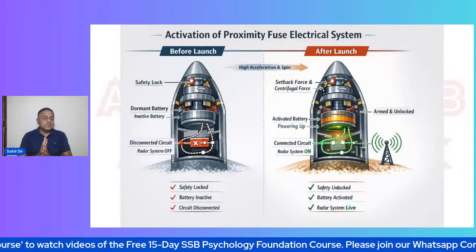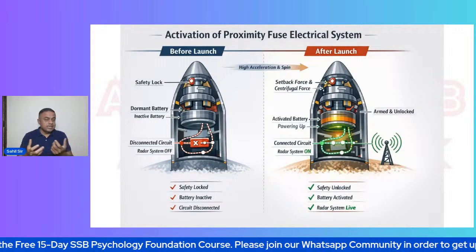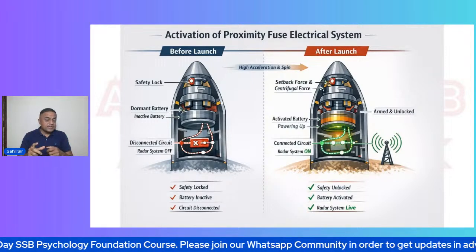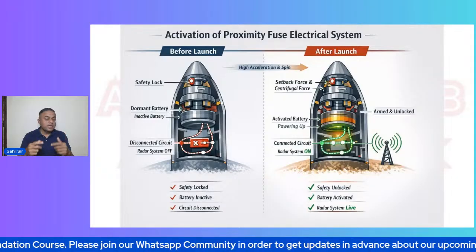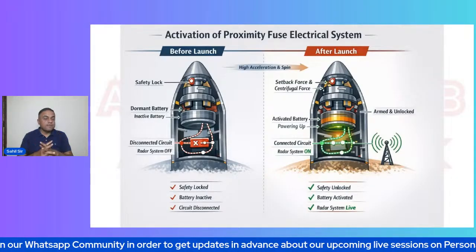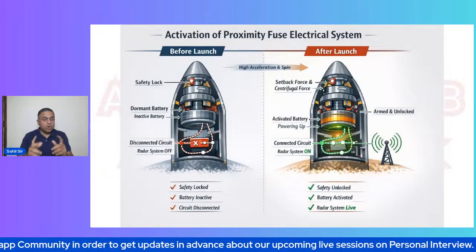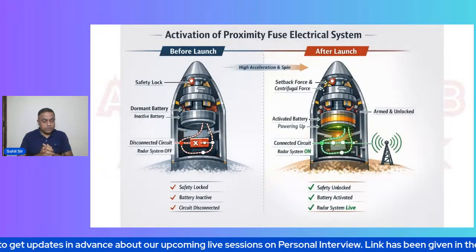Now, how it works is, for the radar to work, it needs electrical energy, it needs electricity. And that is why there is a battery fitted in the fuse. But when does it turn on and how does it turn on? It turns on only after the shell is fired. It is not on all the time. It is not on 24/7. Otherwise, the battery will get exhausted.